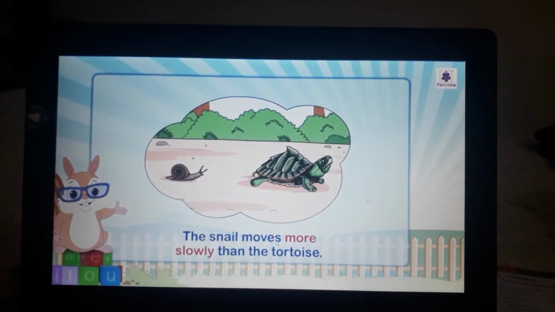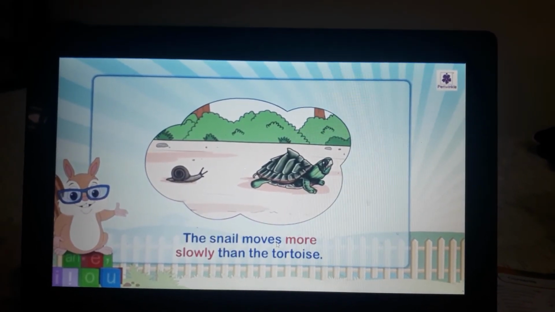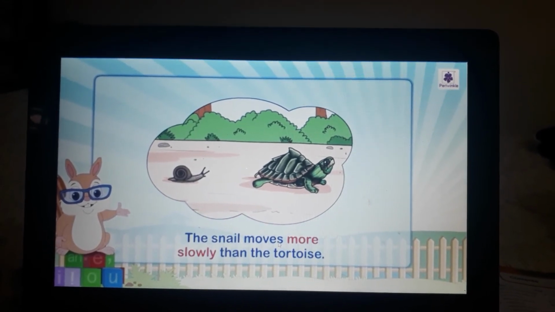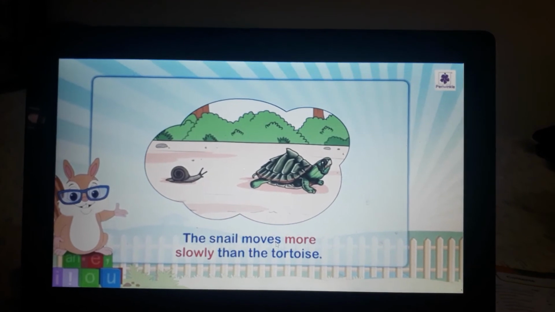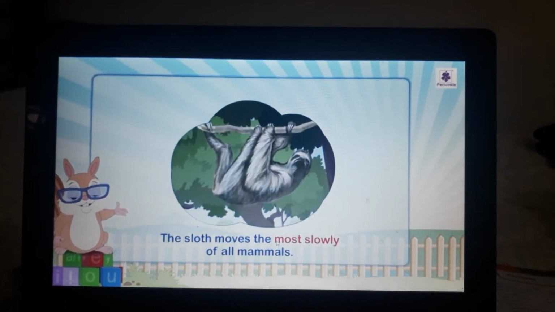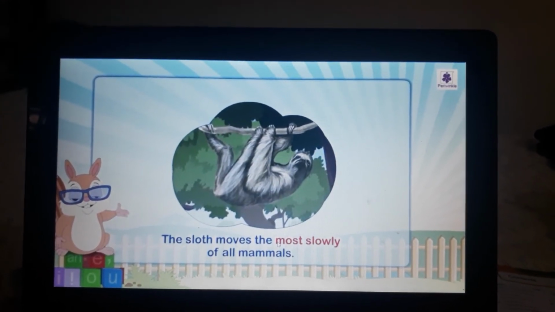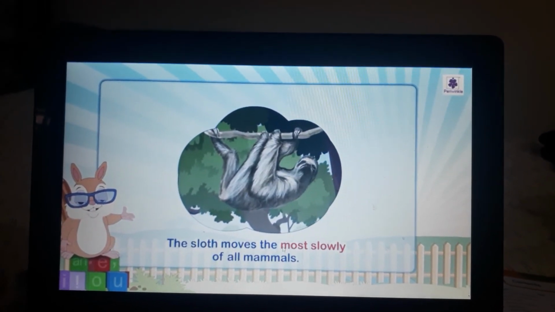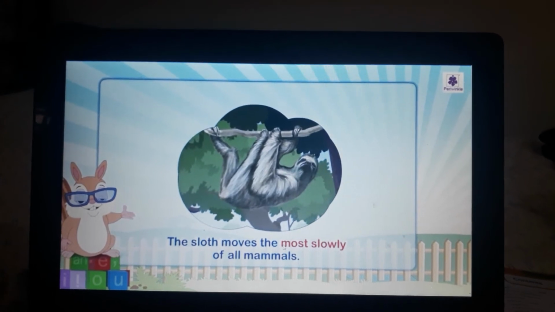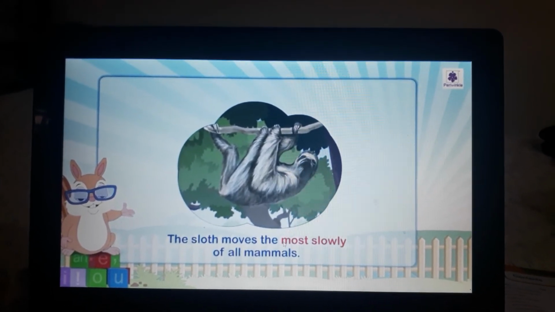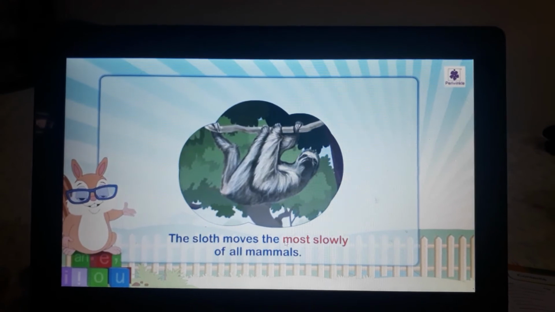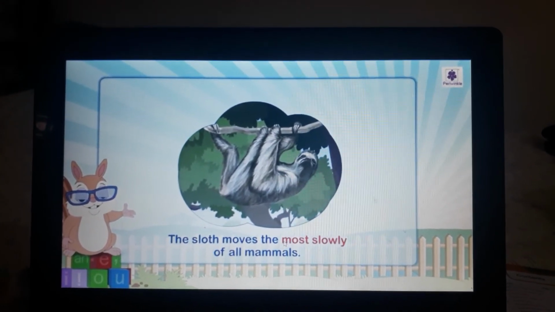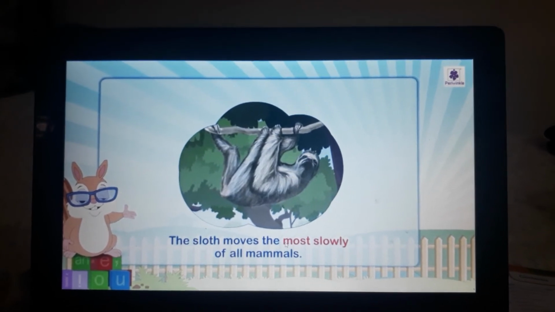Slowly. Then the snail moves more slowly than the tortoise. The sloth moves the most slowly of all mammals. I think it's enough for today, and inshallah we will do the book exercise in the next video.